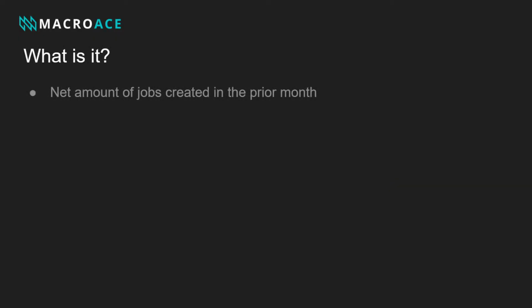So what is non-farm payrolls? It is the net amount of jobs that are created within the prior month. It doesn't show you how many jobs were actually lost. That's what the JOLTS job data does for the month before this data. Again, it just shows you the total amount of jobs that have been added, and one of the reasons why it's a key economic release to watch is how well the labor market is doing in the US. If it's doing really well, then of course the rest of the economy is going to do well.